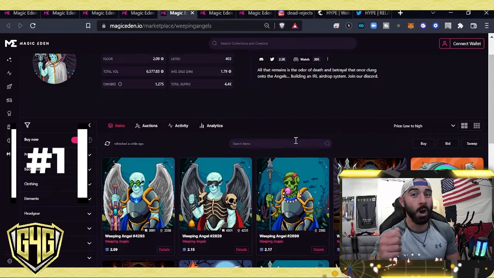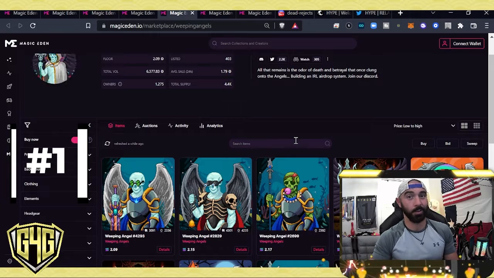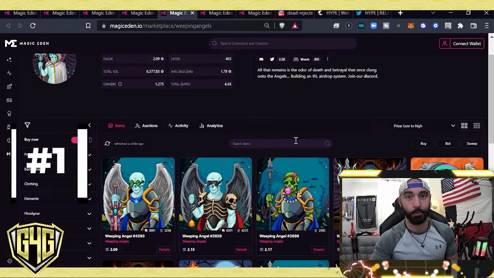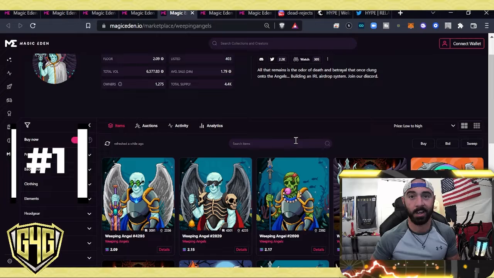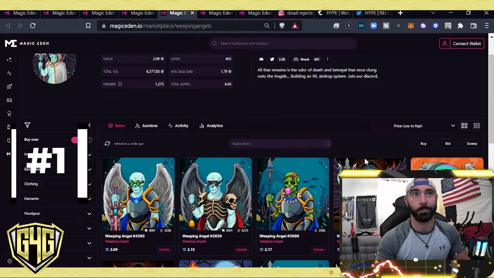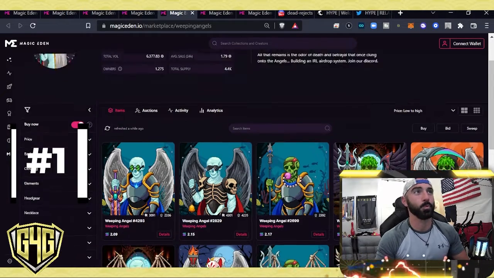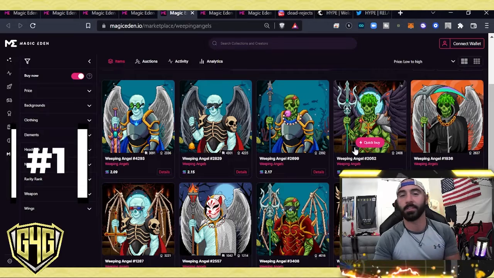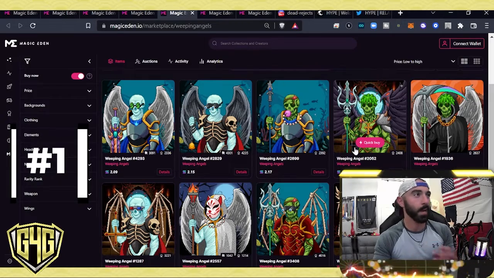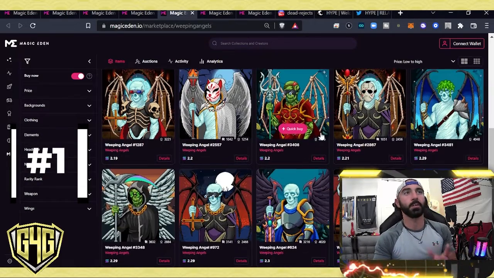That's a 150% increase over the previous 24 hours. So something's going on with these guys. A lot of excitement in the marketplace for them. I believe this is what you call high def pixelated art. Maybe not quite, but it's pretty unique looking.